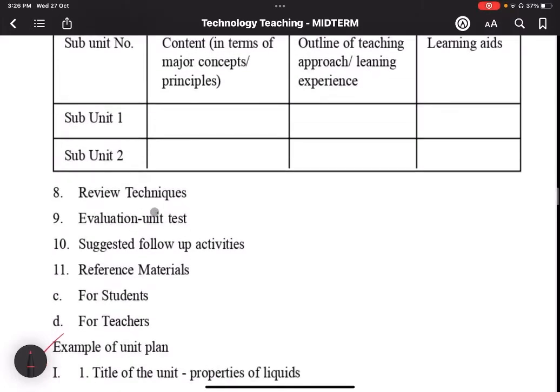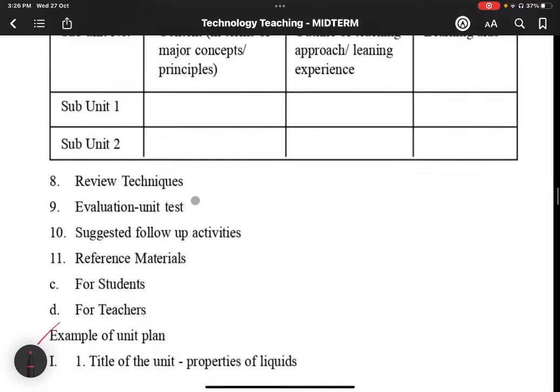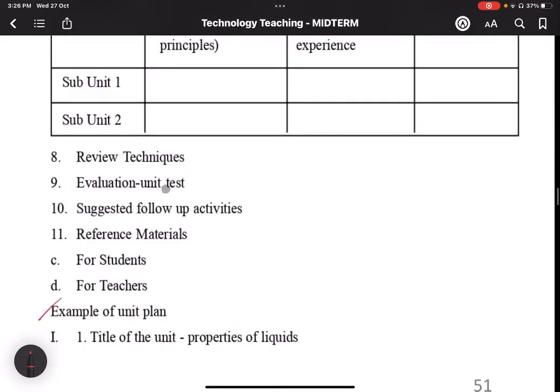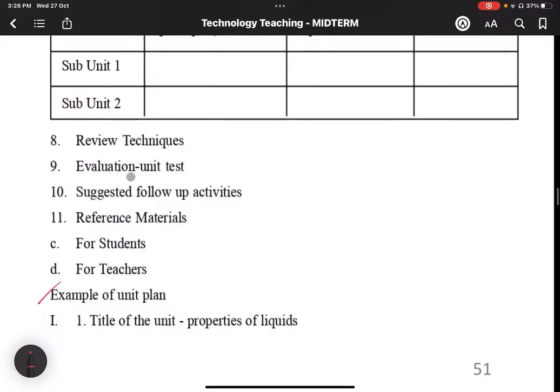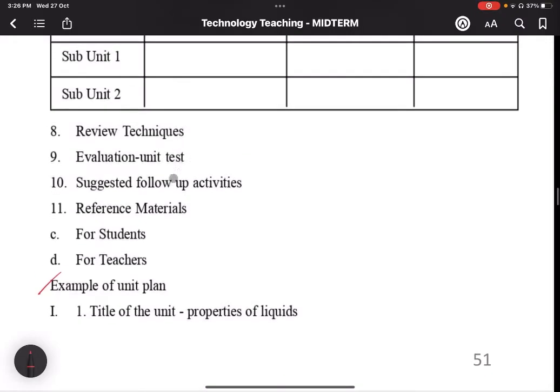So under that, we have the review techniques. Ano yung review techniques? Okay. O, kung paano yung evaluation, no? Paano mo re-reviewin o evaluate yung result, no? And then, evaluation, yung unit test. Okay? Suggested follow-up activities. Itong tatlong to related, no? Under siya ng evaluation or last step, no, ng follow-up activities.